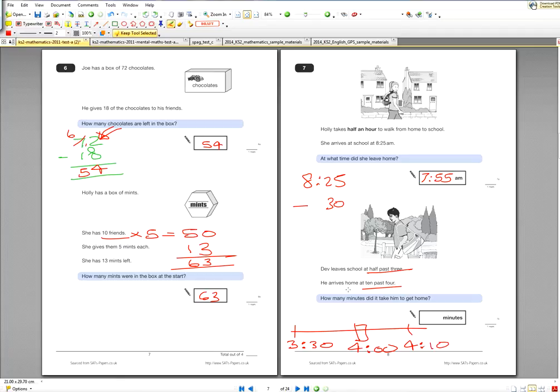This is called a timeline. We're just having a look at exploring the timeline. Okay, right, let's have a look. From 3:30 to 4 o'clock, that's going to be how many minutes? 30 minutes. From 4 o'clock to 4:10 is 10 minutes. Okay, right. Another 10 minutes.